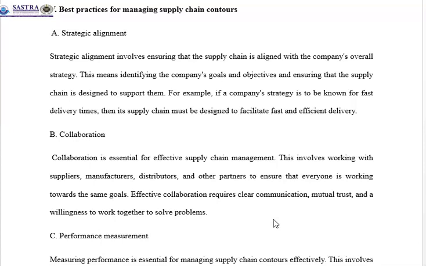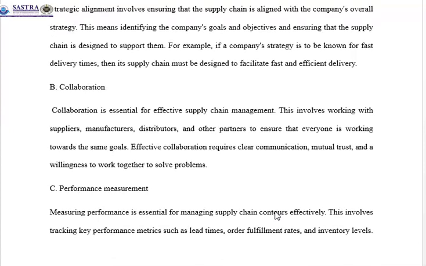This involves working with suppliers, manufacturers, distributors, and other partners to ensure that everyone is working towards the same goals. Effective collaboration requires clear communication between the parties, mutual trust, and a willingness to work together to solve any sort of problems.